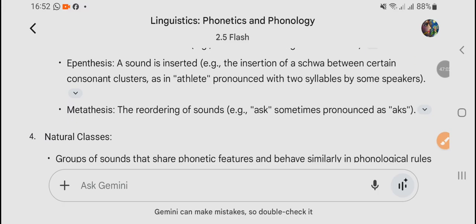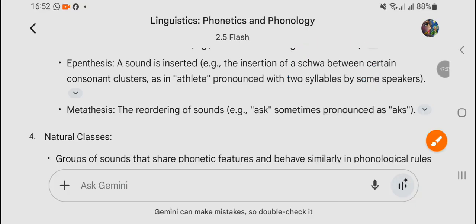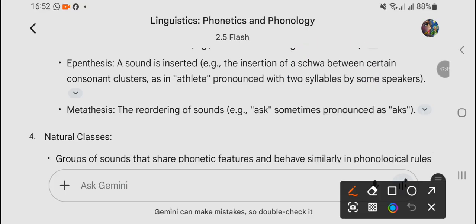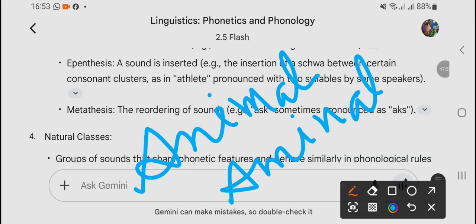Then epenthesis: a sound is inserted. The insertion of schwa between certain consonant clusters, as athlete is pronounced in two syllables by some speakers. I will tell you later, because we have to understand the schwa sound. Then metathesis, the reordering of sounds. This is sometimes asked. A small child says animal, and he speaks aminal. Later he corrects himself, but in the beginning, aminal sometimes. So this is an example of metathesis.